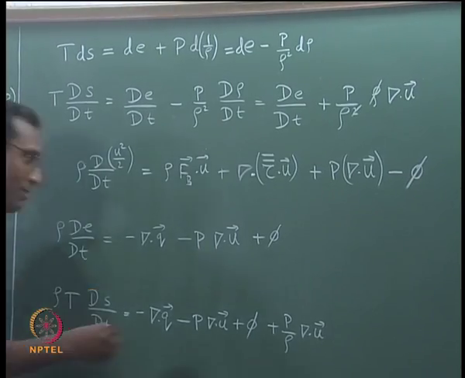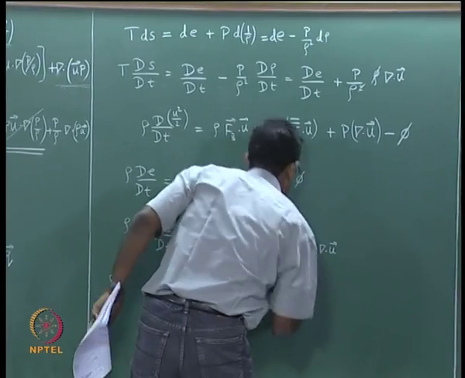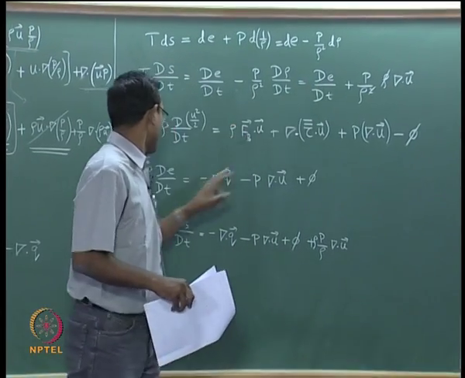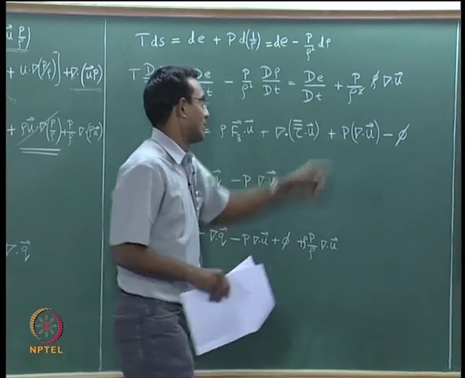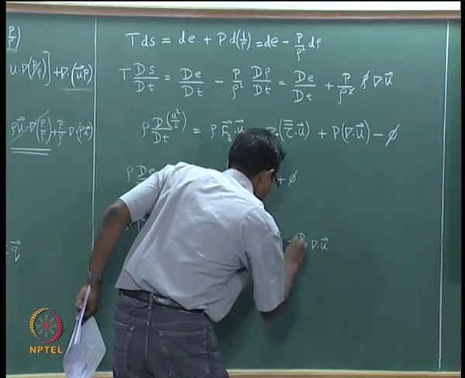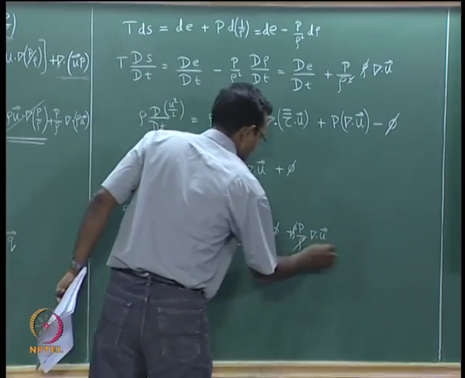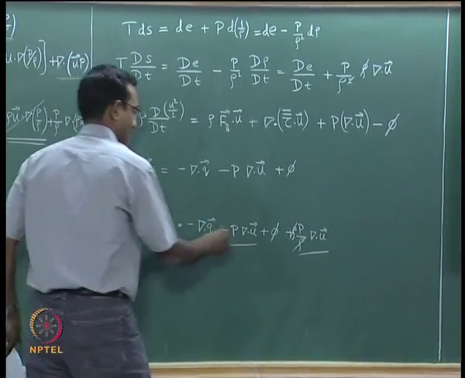Oh, the last term should have a rho multiplied also, because I multiplied the whole expression with rho. While rho dE by dt was this term, that one should also be multiplied by rho, and then p and rho will get cancelled. So, I have this term. Now, you will find that this term and this term get out, they are getting cancelled.